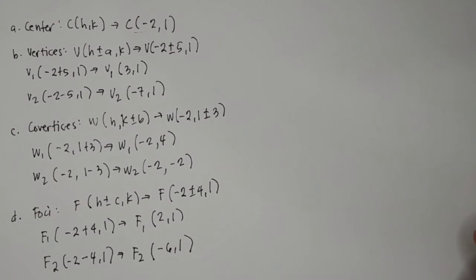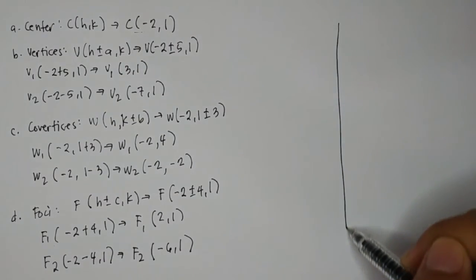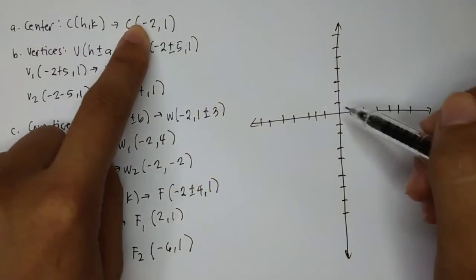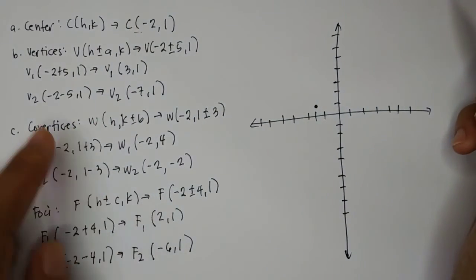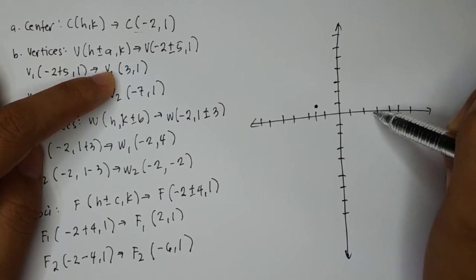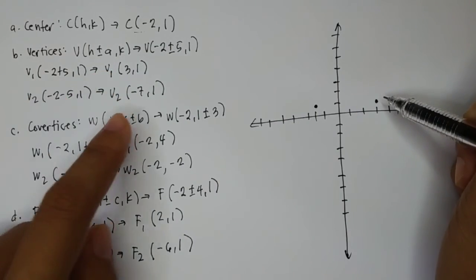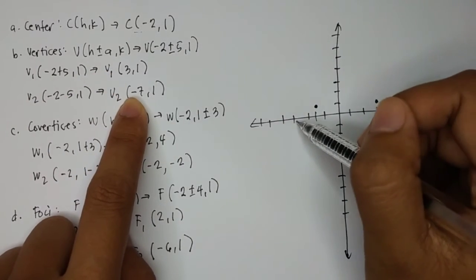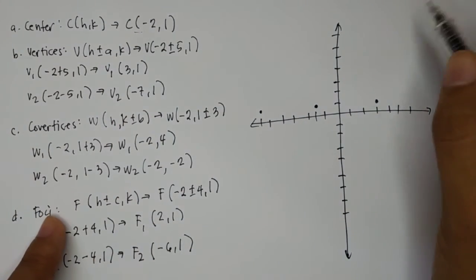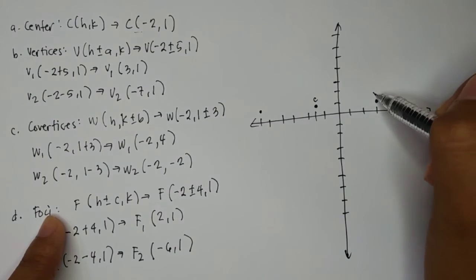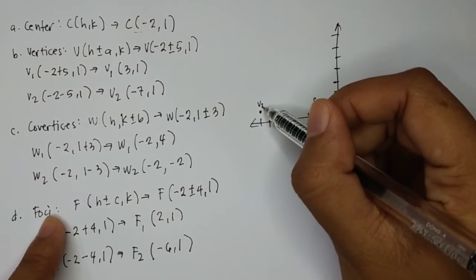Okay, so we have here our center, vertices, co-vertices, and foci. Let's try to graph this one. Okay. So, we have here negative 2, 1. Then, we have 3, 1. And we have negative 7. So, 2, 3, 4, 5, 6, 7. Negative 7, 1. This is our center. We have here our V1 and our V2.